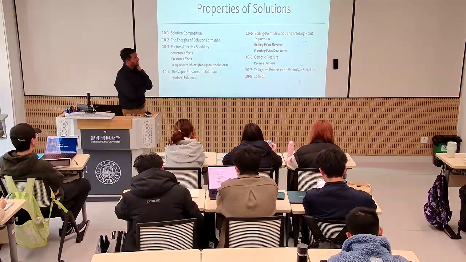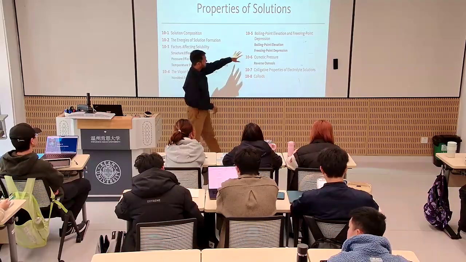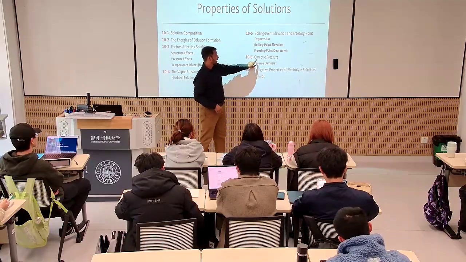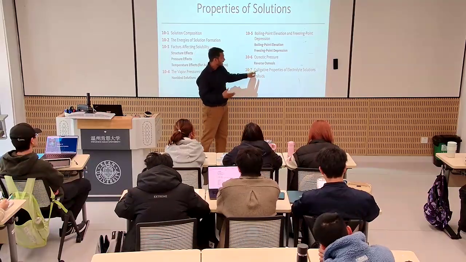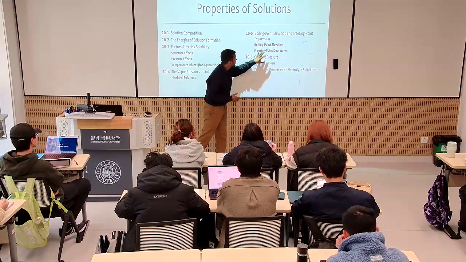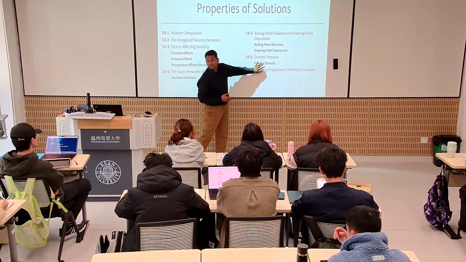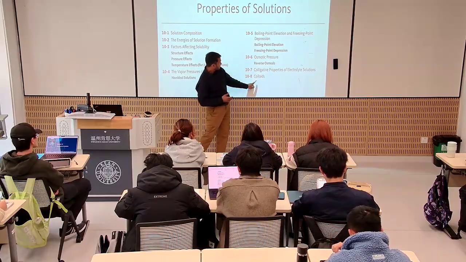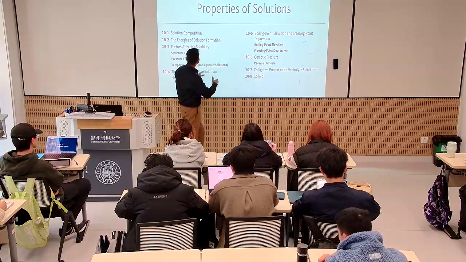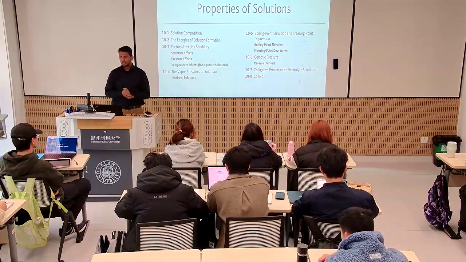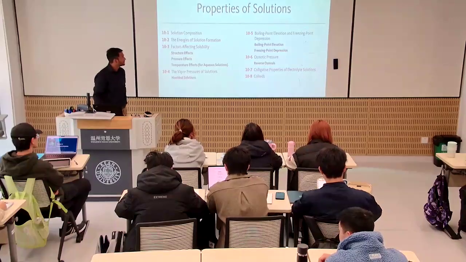So here we will learn some properties. And last but not least, the osmotic pressure. So these are the colligative properties, and we will deal with them in detail. And last is colloids. Colloids is a different form of the solution. Okay, let's start.